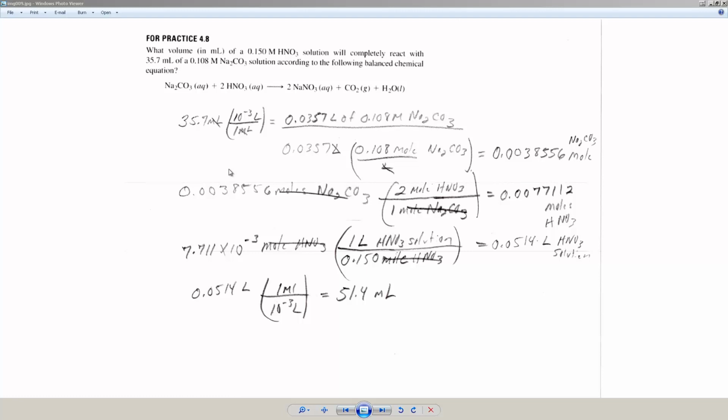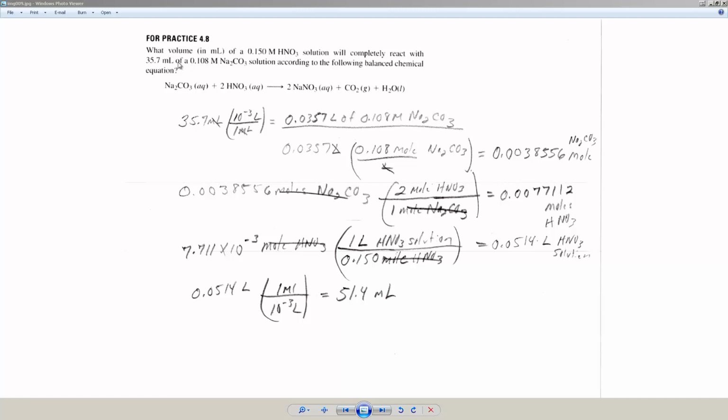Okay. So now for the solution. Hopefully you have worked on this and successfully come up with 51.4 milliliters. First, let's talk about what our starting point is. We want to get to moles in the middle. The way we can do that is we can take the volume of the solution times its molarity.